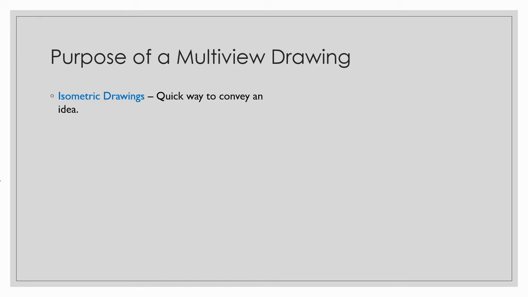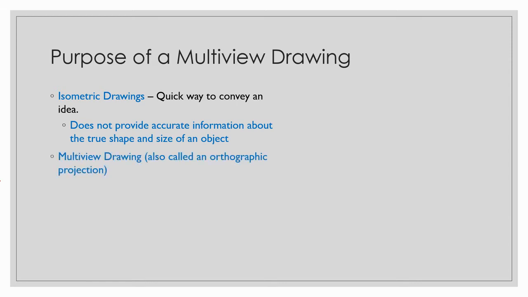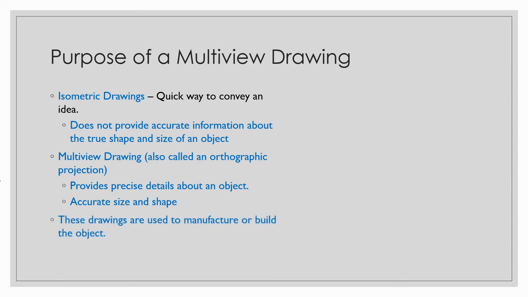So what is the purpose of a multi-view drawing? So we've started with isometric drawings, and an isometric drawing is a three-dimensional drawing, and it's a quick way to convey an idea. But the downside is that it doesn't provide accurate information about the true shape and size of an object. A multi-view drawing, however, is also called an orthographic projection. These types of drawings provide precise details about an object. They also provide an accurate size and shape. And these drawings are used to manufacture or build the object.